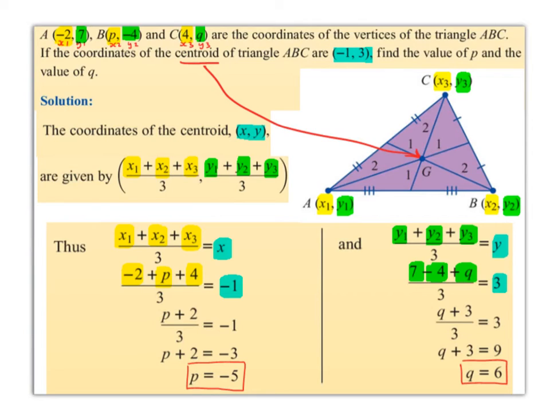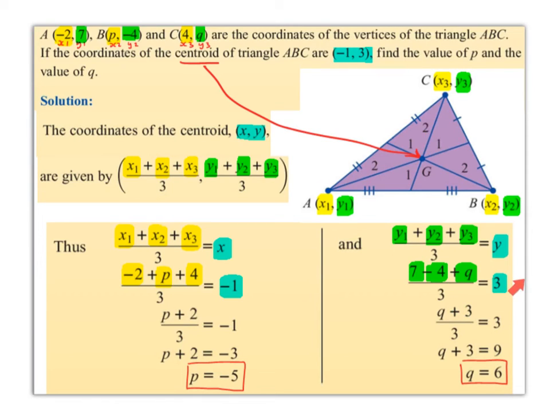So likewise, we take all our y values, highlighted in green, and we're going to add them together, divide them by 3. So all our y values added together divided by 3 will be equal to the y value of our centroid, which we know is 3. So we swap our y values. So we have 7 minus 4 plus q all over 3.